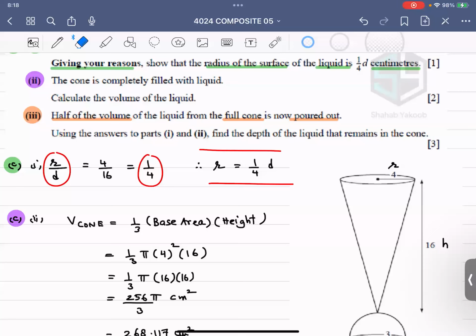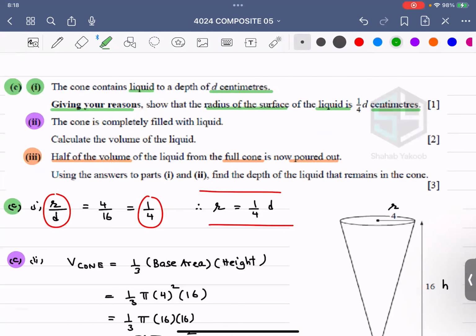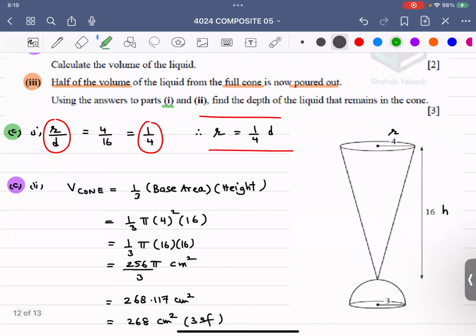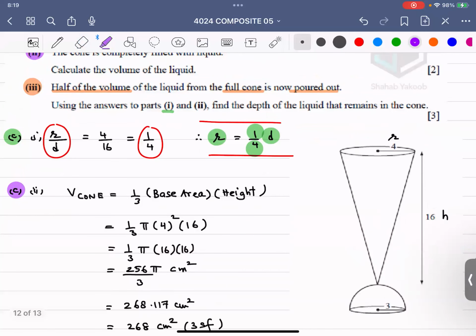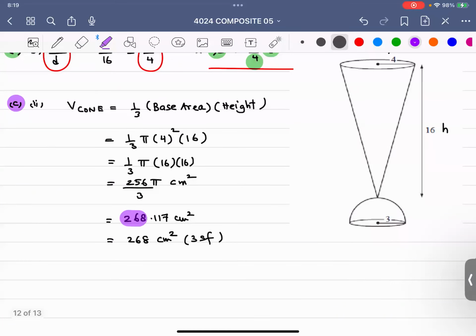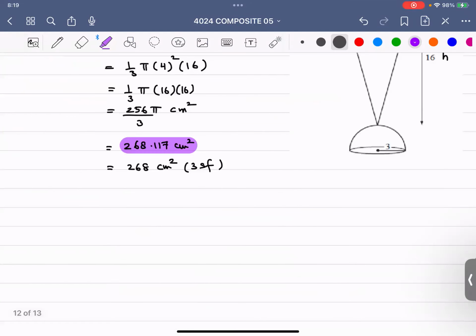Okay, so now hold for a second. They are looking for the depth. Let me just highlight this. First of all, this green was part 1. So part 1, the answer is this thing. Let me highlight this, that radius is 1/4 of diameter. And part 2 is the volume of the liquid. So volume of the liquid is this much unrounded off value. That's the volume of the cone. So now, what do we need to do? Basically, it's a combination of these two. So this is C, part 3.